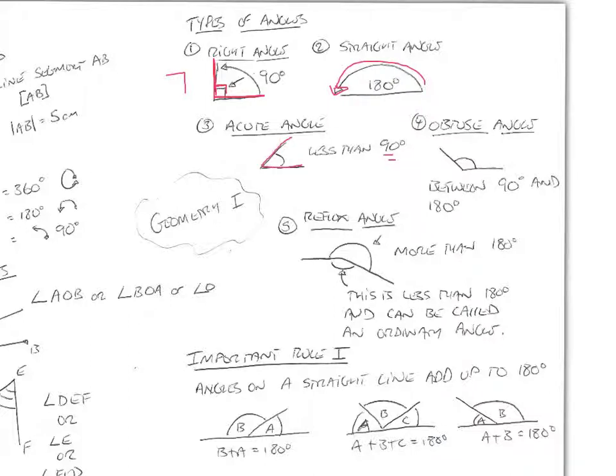If they're between 90 and 180 degrees, they're known as obtuse. So this angle here is between 90 and 180. Or if we have angles that are more than 180 degrees, like this angle here, they're known as reflex angles. And often the other angle is known as the ordinary angle if it's less than 180 degrees.